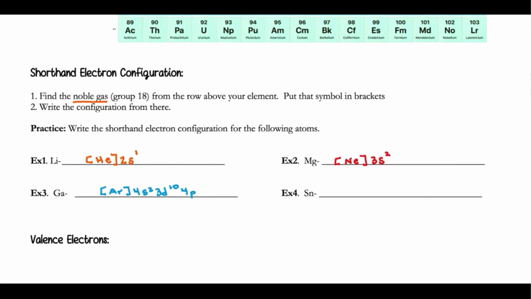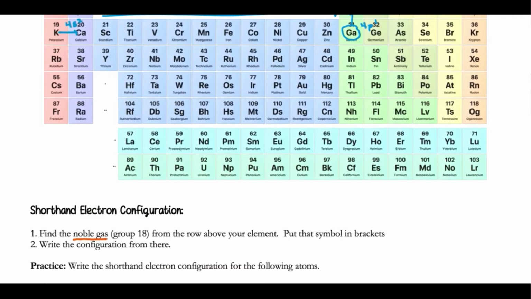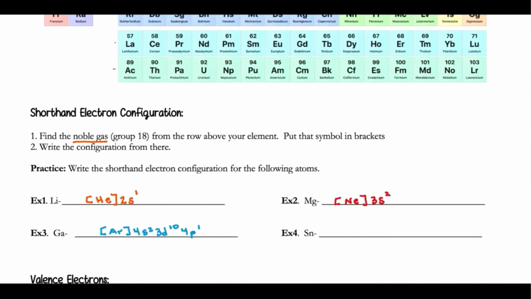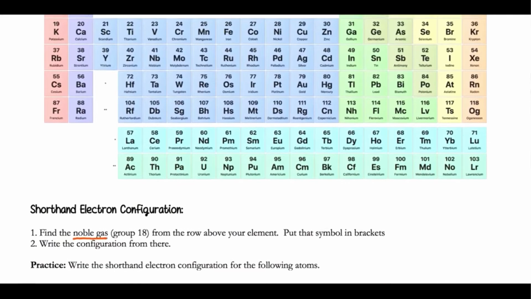By putting argon in brackets, I've actually been able to eliminate having to write my 1s2, my 2s2, my 2p6, my 3s2, and my 3p6. So now that's looking more and more like a shortcut, because instead of writing all of that, I can just write argon and then keep going by putting the 4s2, 3d10, 4p1. Okay, let's look at the last one, tin, Sn.